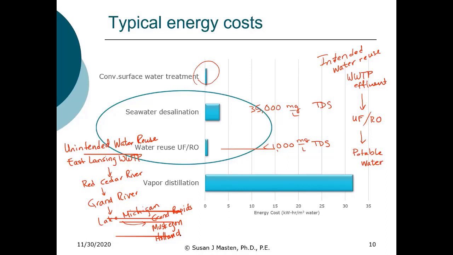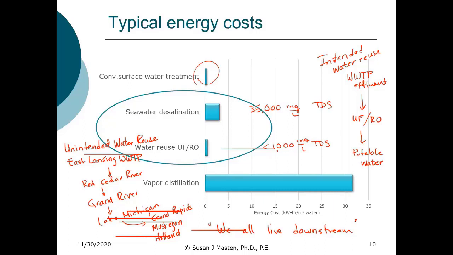That is unintended water reuse. I used to have a t-shirt that said we all live downstream. If you think about it, in effect, we all do. Anyone that's using surface water, we're recycling the water that we have in the hydrosphere. So that's unintended water reuse. Intended water reuse is when we actually plan to use the wastewater effluent for potable water.